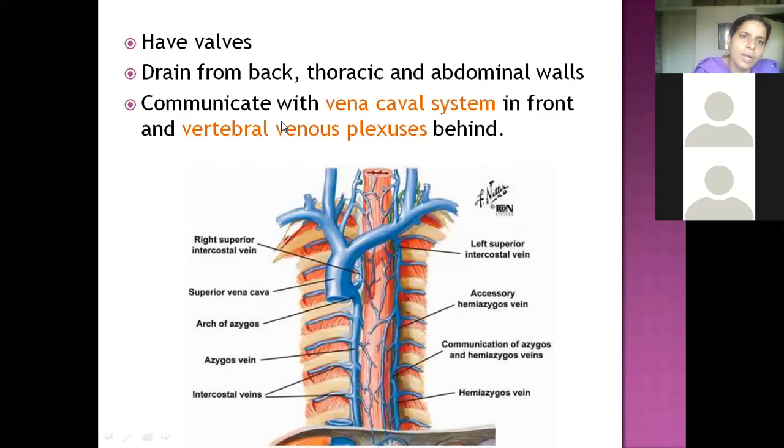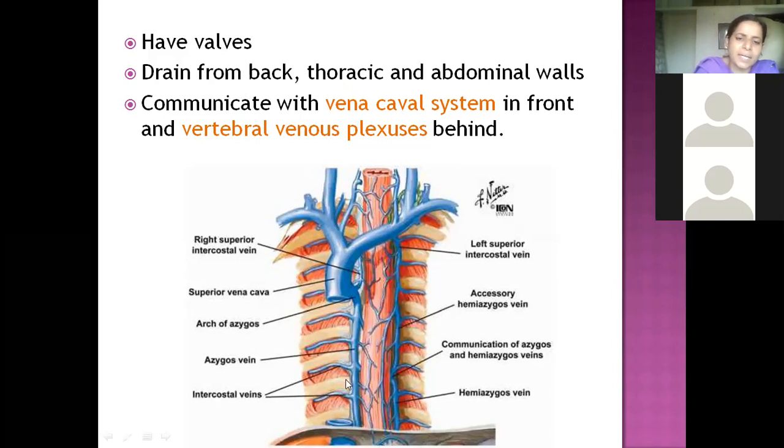Veins generally will have valves. Why do they have valves? So that the blood is pumped against gravity. The blood should move against gravity and it has to drain into the superior vena cava, isn't it? That's the reason we have valves here. So this azygous system of veins is collecting blood from the back, from the thoracic cage and also from the abdominal wall.